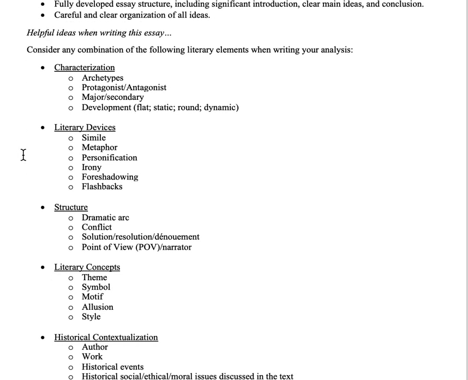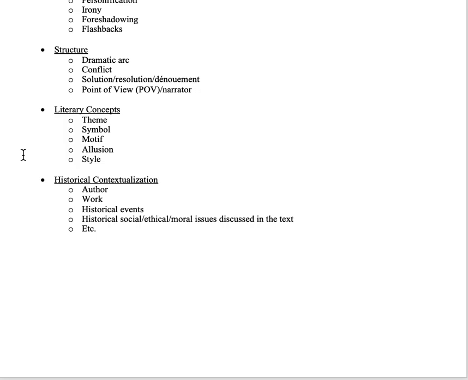Helpful ideas in writing the essay, things to think about as you're writing your literary analysis. Think about things like characterization. Think about archetypes, protagonists, antagonists, development. Are they flat? Are they dynamic? Think about literary devices like personification or flashbacks or foreshadowing or irony. Think about structure. Do they follow a dramatic arc? Do they have a rising action, a climax, a falling action, a denouement? Does it have a point of view, a narrator? What is that? Think about literary concepts like theme, symbol, motif, allusions.